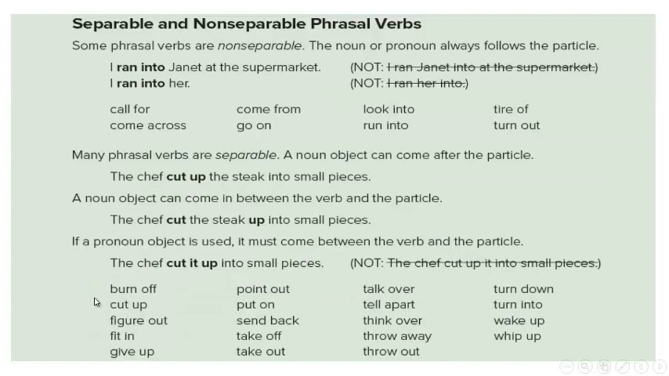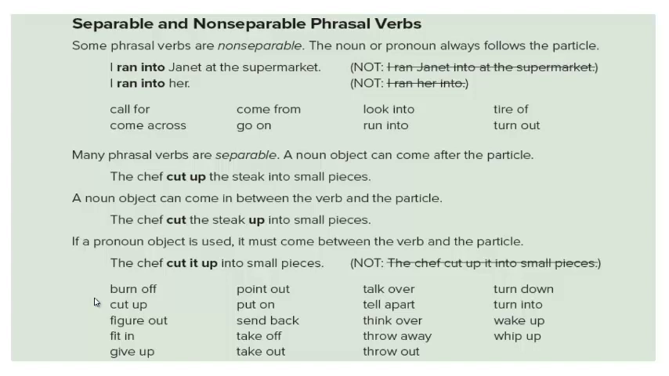Separable and non-separable phrasal verbs. Some phrasal verbs are non-separable. The noun or pronoun always follows the particle. I ran into Janet at the supermarket. Not I ran Janet into at the supermarket. I ran into her. Not I ran her into.